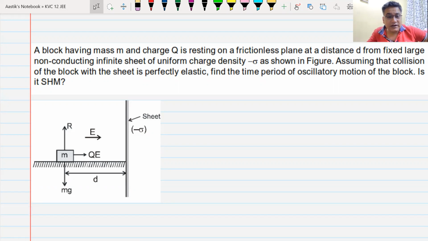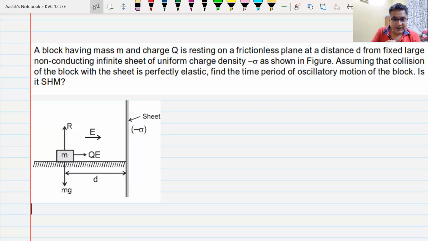You have to find out the time period of these oscillations. We have already done this question. Let's see how quickly you can give the answer. So a block having mass m and charge q is resting on a frictionless surface at a distance d from a fixed non-conducting infinite sheet of uniform charge density minus sigma, as shown in the figure. Assuming that the collision of the block with the sheet is perfectly elastic, find the time period of oscillatory motion of the block. Is it SHM? It is not SHM, I told you that.